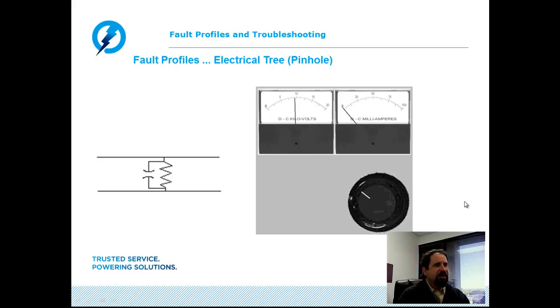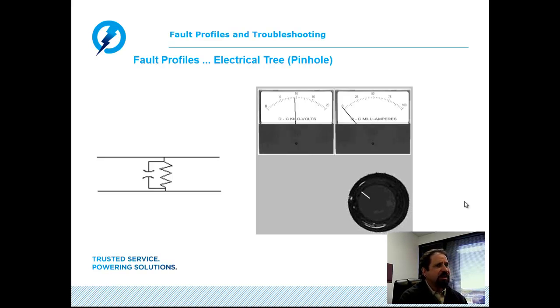First in our profiles of cable faults is one of the more straightforward types of cable failures that you will experience in your career. This is referred to as just an electrical tree or a pinhole in the insulating material of the underground cable. The pinhole more than likely would have materialized through the natural aging process of water ingress and water treeing effects within the insulation. Again, if you remember from webinar part 1, we discussed bow tie and vented treeing in service-aged cabling.